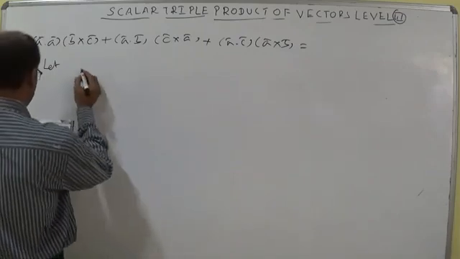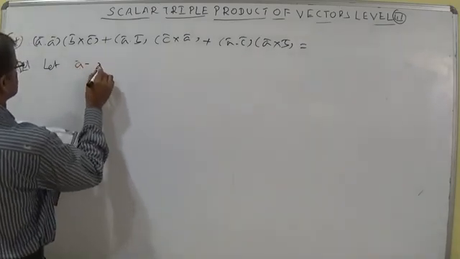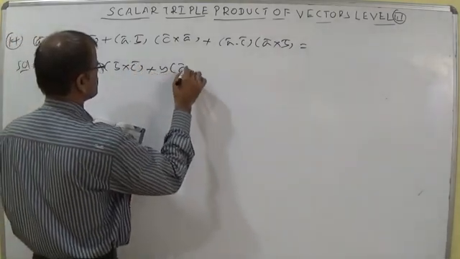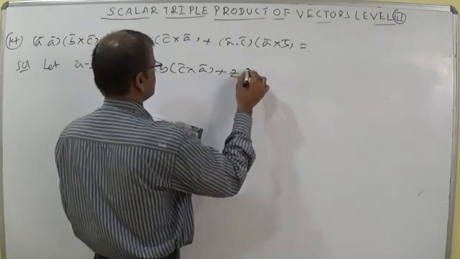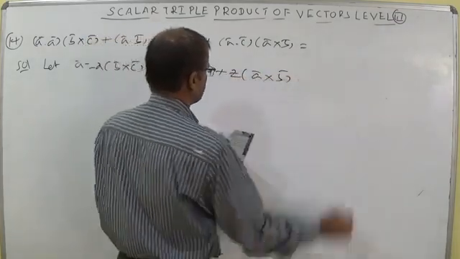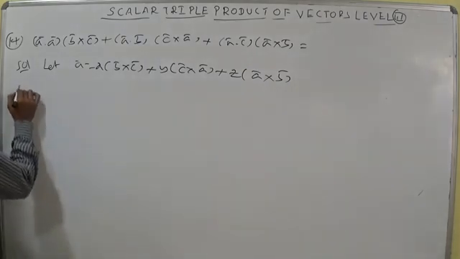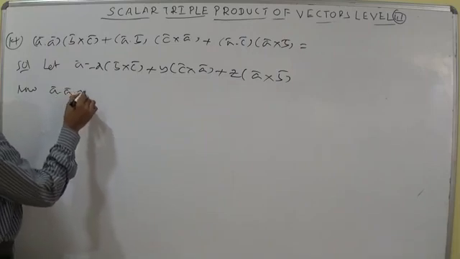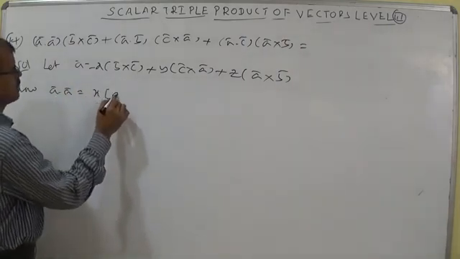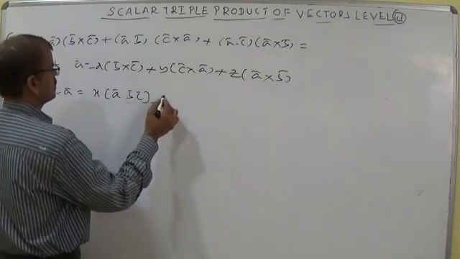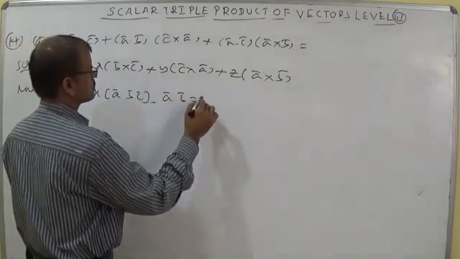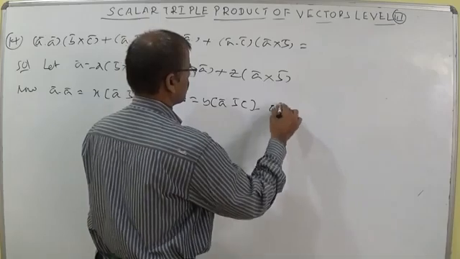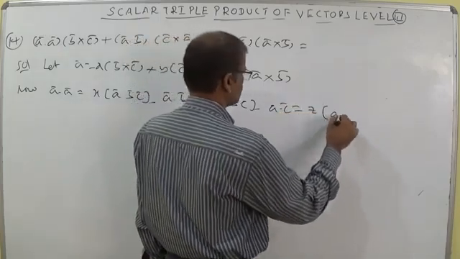According to cross product, let A bar be equal to x into B cross C plus y into C cross A plus z into A cross B. Now A bar dot A bar gives x into box ABC. Next, A bar dot B bar gives y into box ABC. Next, A bar dot C bar gives z into box ABC.